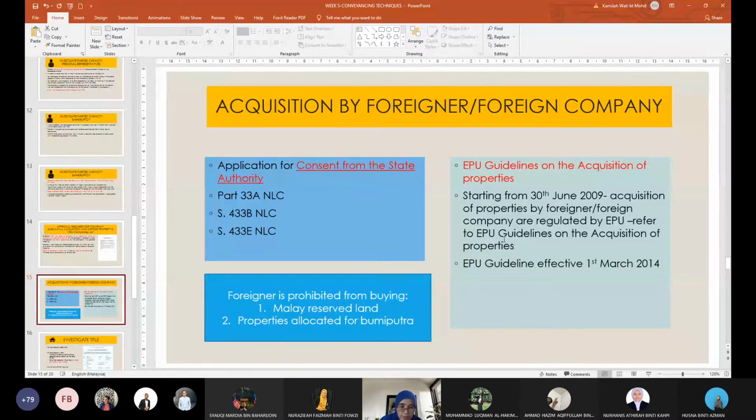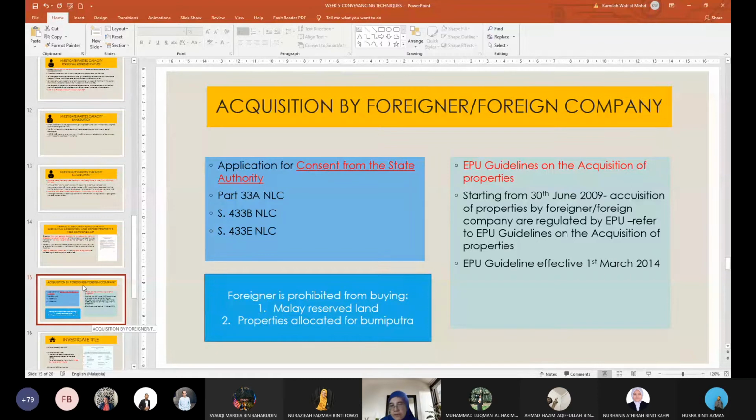So foreigner is prohibited from buying Malay reserve land, properties allocated for Bumiputera, dan juga properties yang low cost punya properties. So of course lah dia, sebab dia dah subject kepada certain ceiling tu, minimum price and they can buy in property in Malaysia.